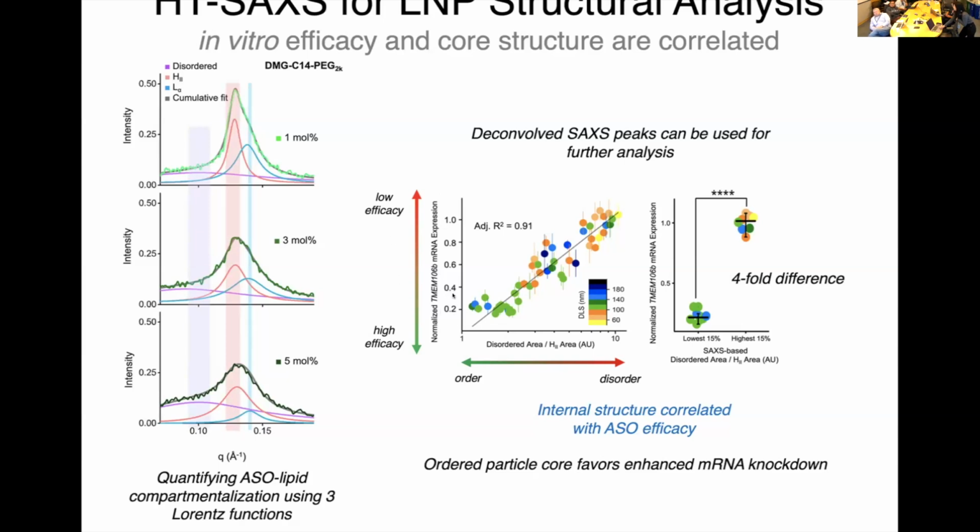And then we can see that between the lowest 15 and the highest 15% of the SAXS ordered metric, we see a fourfold difference in efficacy. So this was a pretty significant finding for us, and led us to conclude that internal structure is correlated with ASO efficacy, and an ordered particle core does favor enhanced mRNA knockdown.